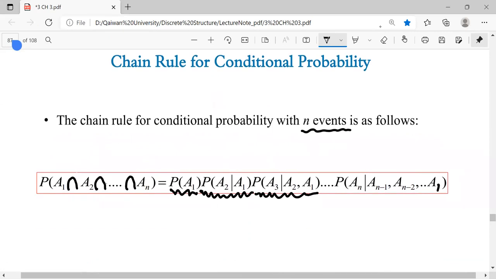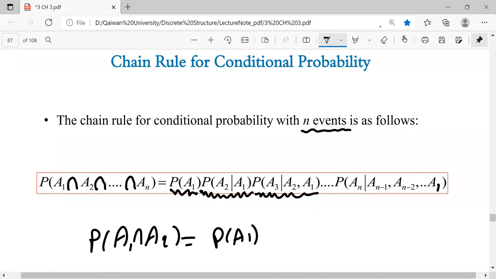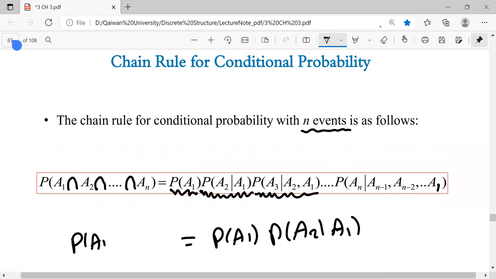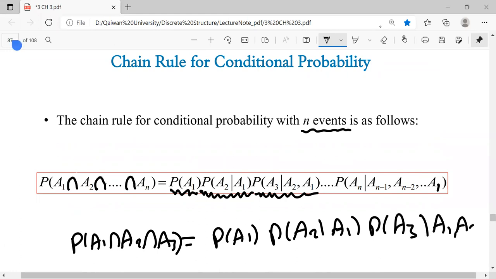If we have only two events, we say probability of A1 intersection A2 equals probability of A1 times probability of A2 given A1. If it is three events, probability of A1 intersection A2 intersection A3 is equal to probability of A1 times probability of A2 given A1 times probability of A3 given A1 and A2. But here in this example, we have only two events. So we have only probability A1 intersection A2.